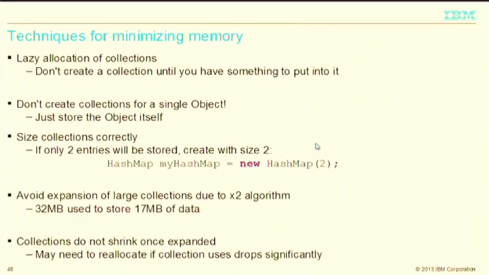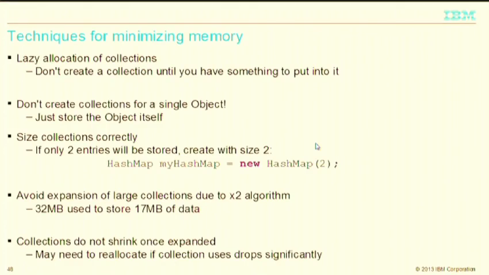Thirdly, size your collections correctly. So if you're only ever going to store 2 entries inside a collection like a hash map, you can create it with a size. And the reason for doing that is, if you're only going to put 2 in there, you're not going to have 14 empty entries in your array which you're never going to use. So you get to save memory there.